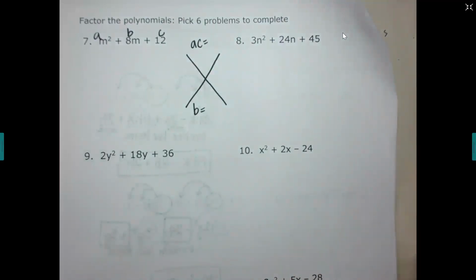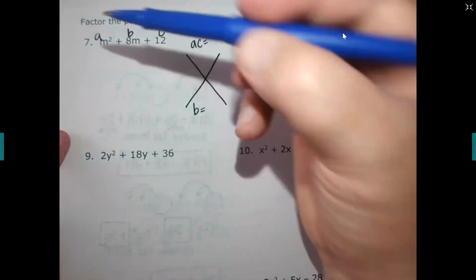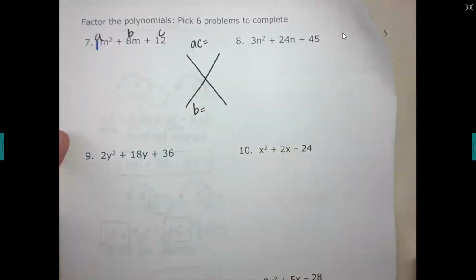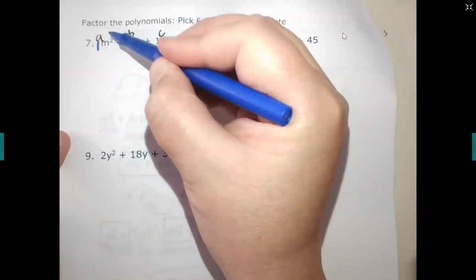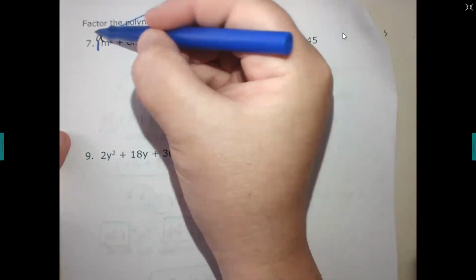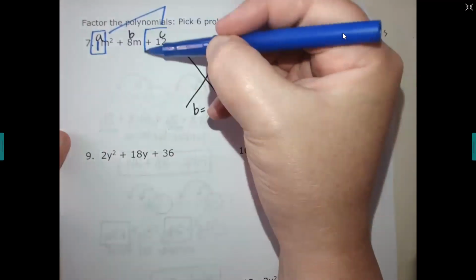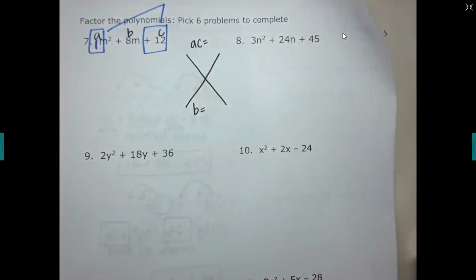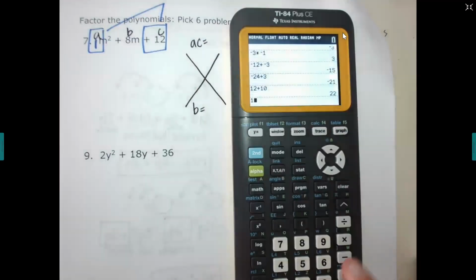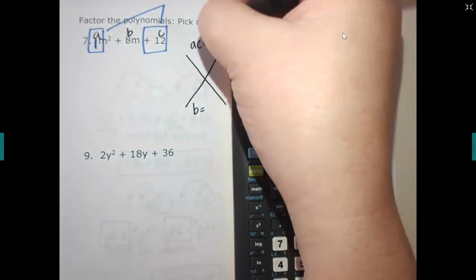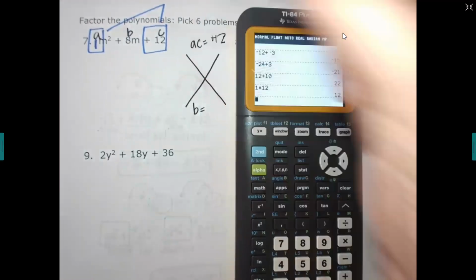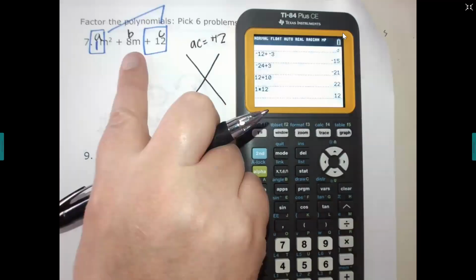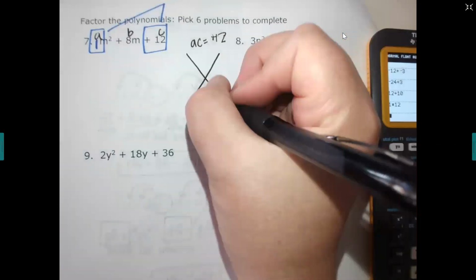Now, if my A in the front is missing, remember that means that it's a 1 there. So then I'm going to do 1 times 12, and 1 times 12 in the calculator is still 12. So that's my AC number up top, 12. And then my basement number needs to go to the bottom. My basement number is an 8.